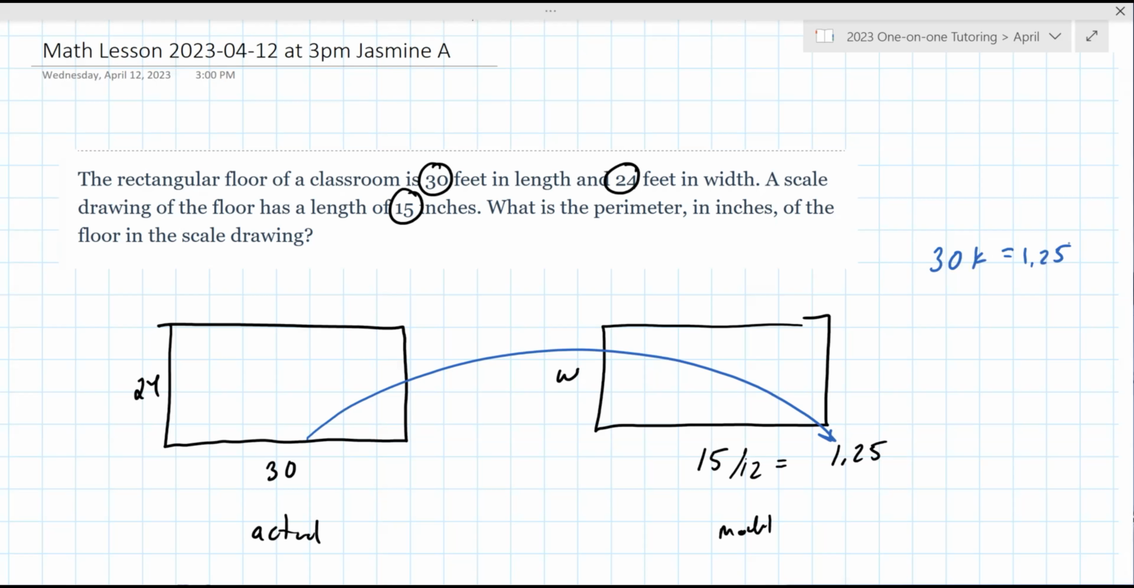Okay. If you don't like that, we can set up a proportion. What do you think you would like to do here? What makes more sense, solving for this K or doing a proportion to solve for W? The K. Okay, so K here is the 1.25 divided by 30.